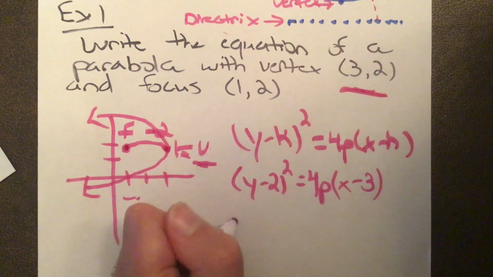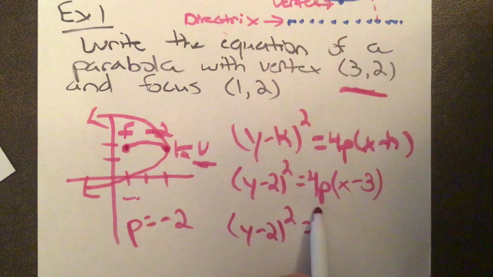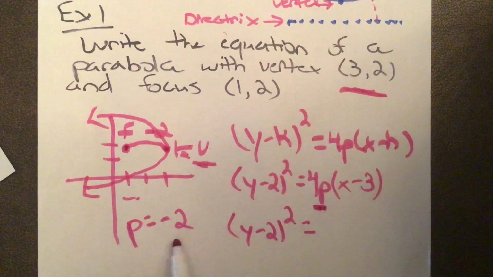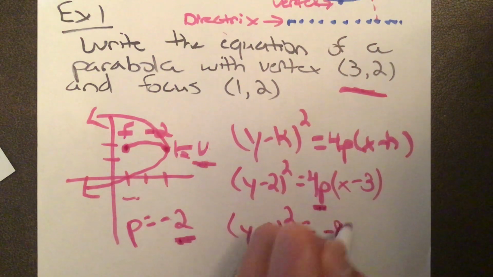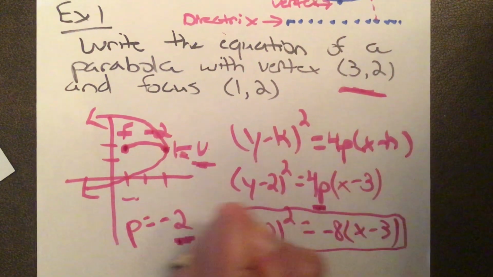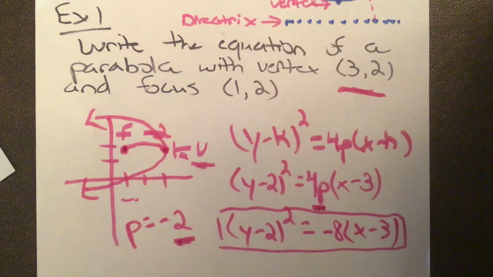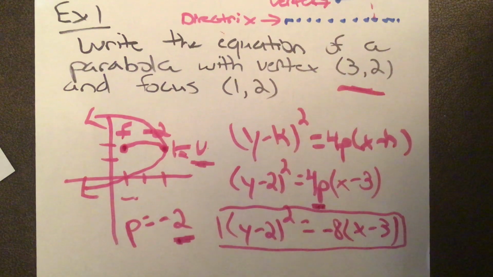And it's always 4p. So in my equation, I'm going to have y minus 2 squared, and then I'm not going to put in p here, it's 4 times p. So since my p is negative 2, 4 times negative 2 is negative 8, times x minus 3. So just remember, the p is how far you move from the vertex to the focus, and it can be positive or negative depending if you're moving in a positive or negative direction.